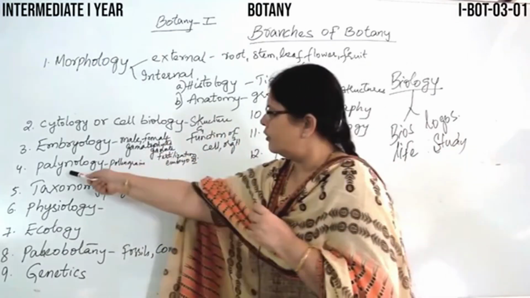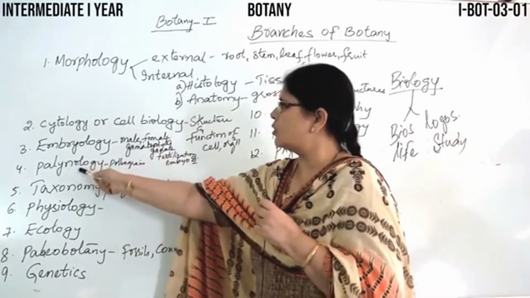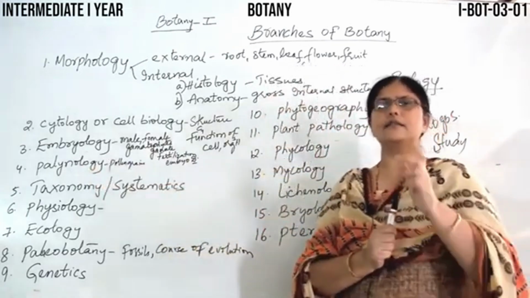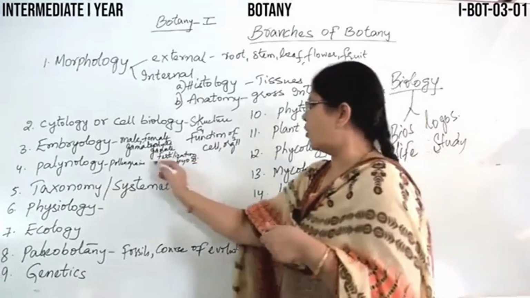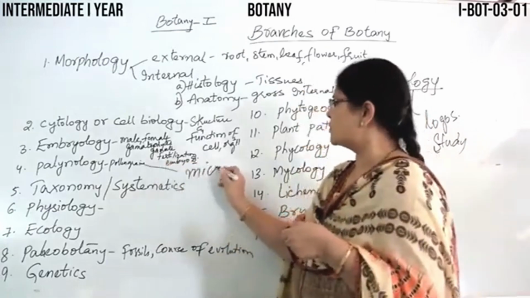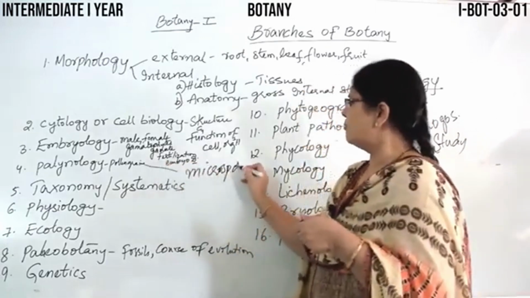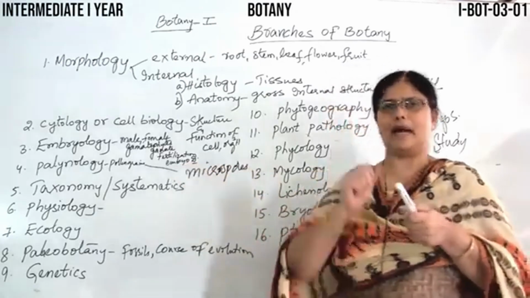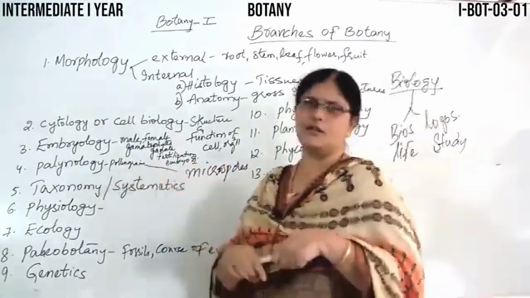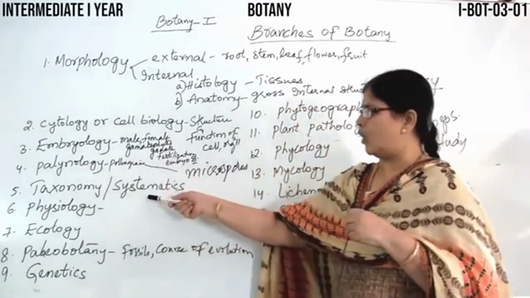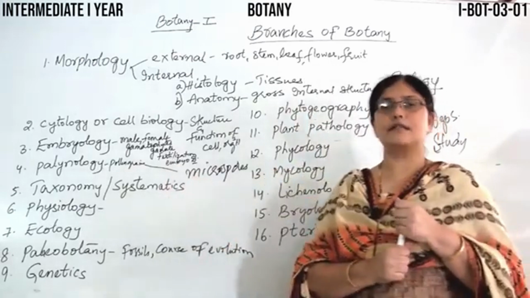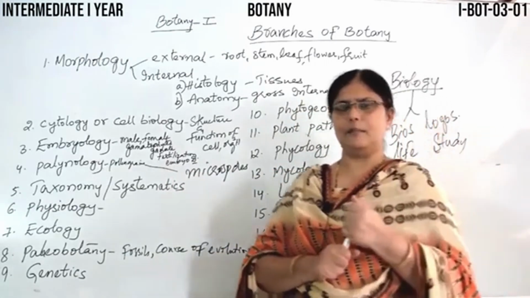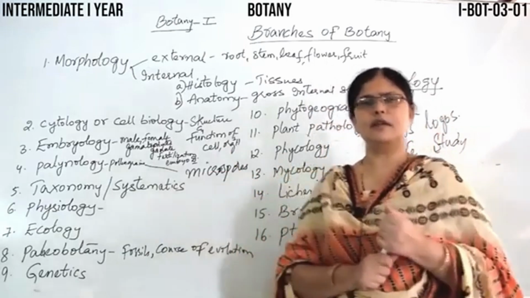Next is the fourth branch of botany, which is called palynology. Palynology is nothing but the study of pollen grains, which are also called microspores. The study of microspores or pollen grains, which constitute the male gamete, is called palynology. The next branch of botany is taxonomy or systematic botany. Now, what is meant by taxonomy? Taxonomy is nothing but, there are a huge number of living organisms upon the earth.